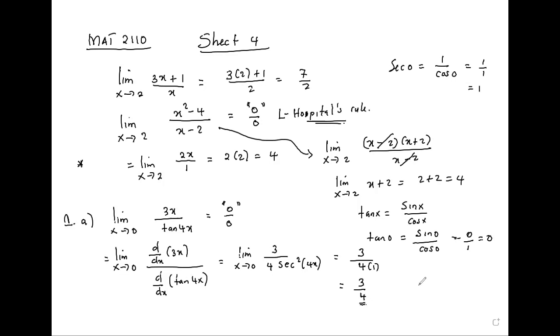Okay, the next one is B, the limit as x goes to 1 of x to the power 1 over 3 minus 1 over x to the power 2 over 3 minus 1. So again, if we place 1, we get 0 over 0. So we can apply the rule.